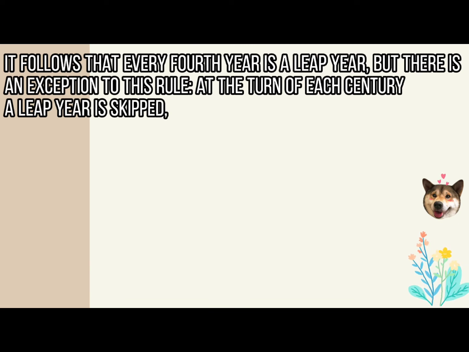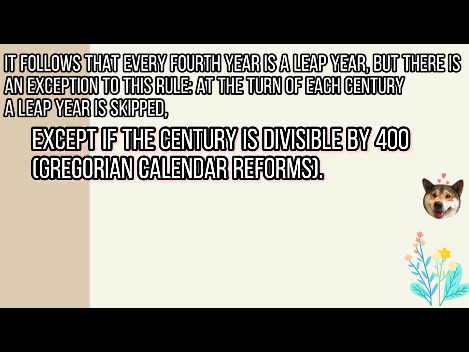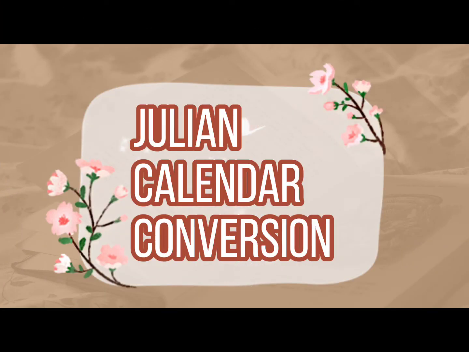It follows that every fourth year is a leap year, but there is an exemption to this rule. At the turn of each century, a leap year is skipped, except if the century is divisible by 400, per the Gregorian calendar reforms. Examples: 1700 is not divisible by 400, so that year was not a leap year. 2000 is, so it was a leap year. Now let's proceed to the Julian calendar conversion.